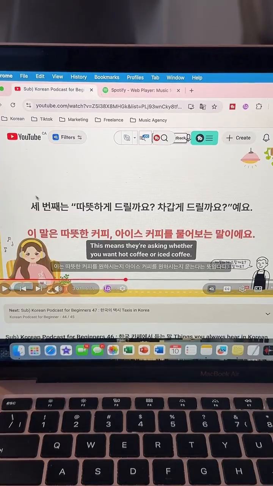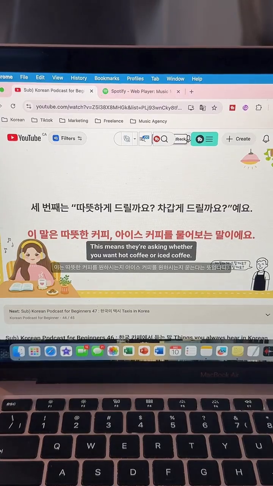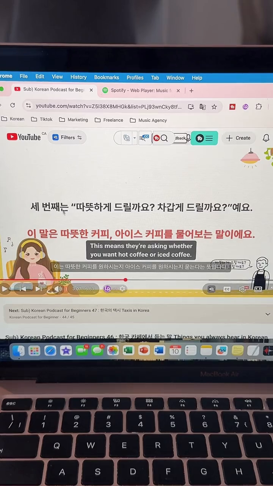Okay, 세, number 3, 번째. 번째 would be associated with time. So for example, you can say first time, second time, third time. However, in this context, that wouldn't really work. So you can think of it like firstly, secondly, thirdly. She is telling us different points each time. So technically you would think of it as 3 times, but in this context it is more put as thirdly. So this is not third time, but thirdly. That is how we would translate it in this context, but a lot of times it would be more like 3 times.